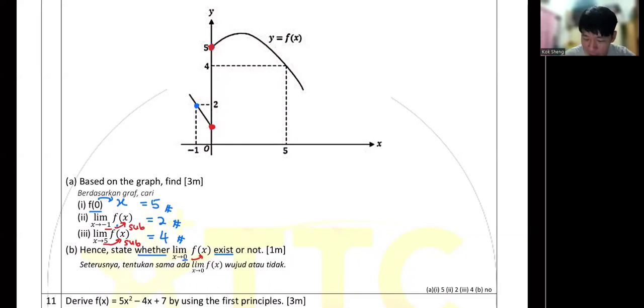Maybe I give you a simple example to understand, because this graph, I don't know why it's so weird. So let's say like this. This is a graph.